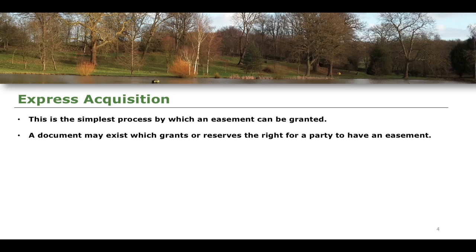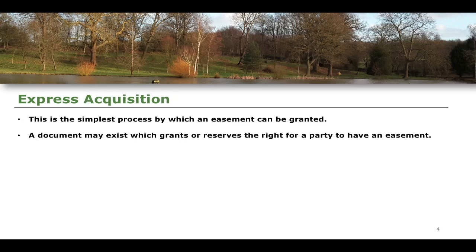Essentially what is required is that a document exists which grants or reserves the right for a party to have an easement, potentially within a particular transaction or through the acquisition of property deeds and all these different kinds of things. And that's simply it. That's simply the beginning and ending of how an acquisition can take place from an easement.